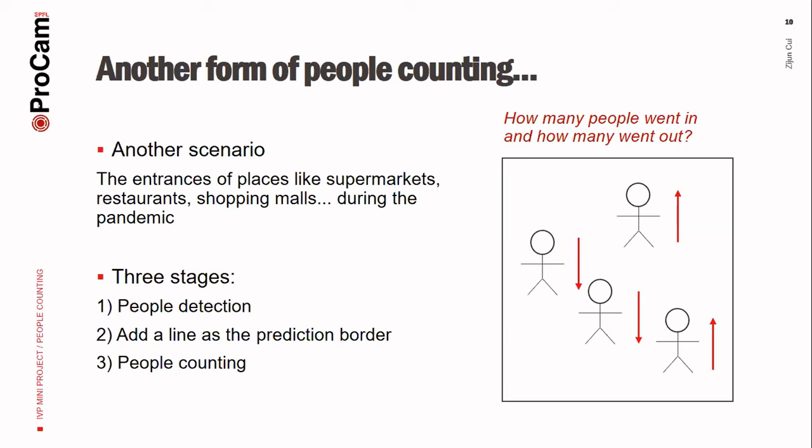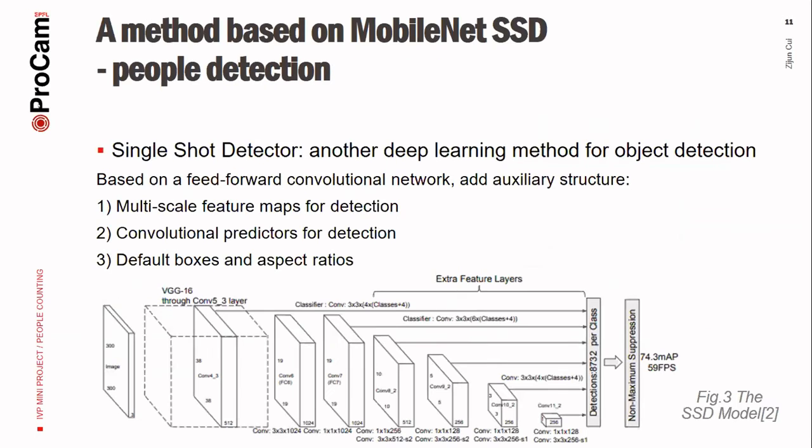So to achieve this goal, we can add a line as the prediction border to the video. It can be seen as a replacement for the waitress, because through this line, we can determine whether a person is in or out. And we only care about the people who enter. So based on this idea, I studied another method which used MobileNet and SSD to count people.